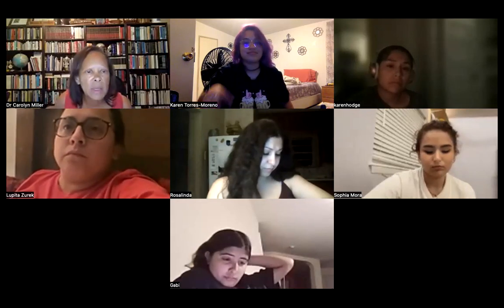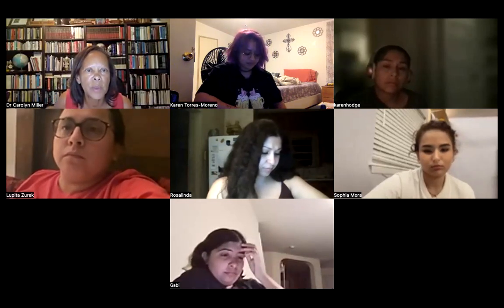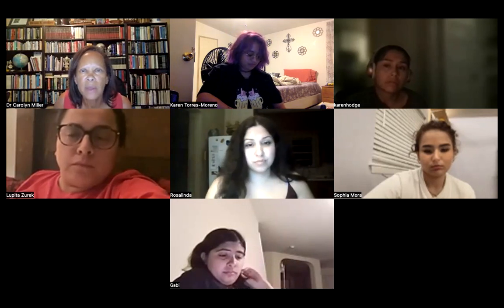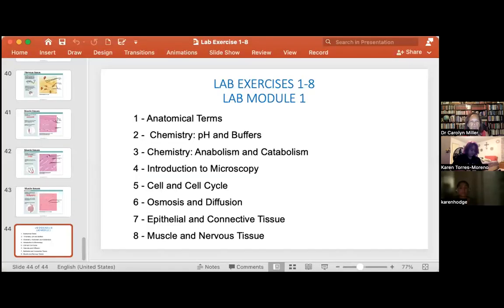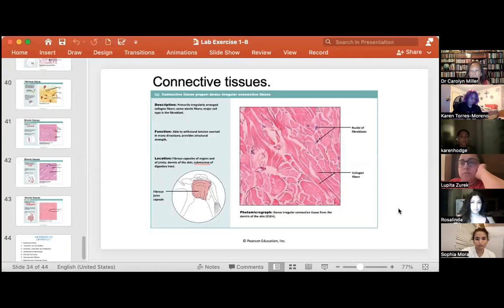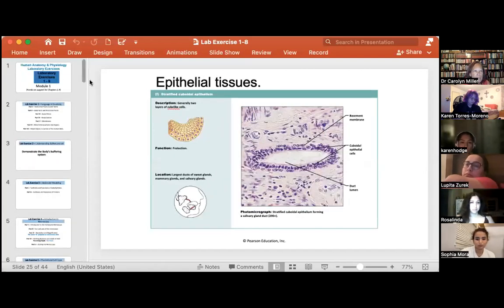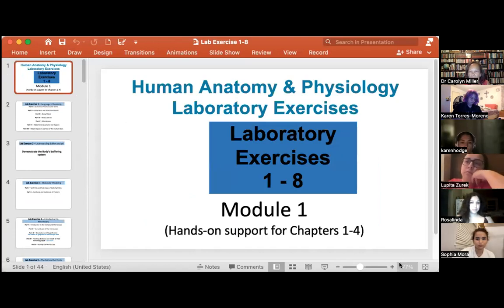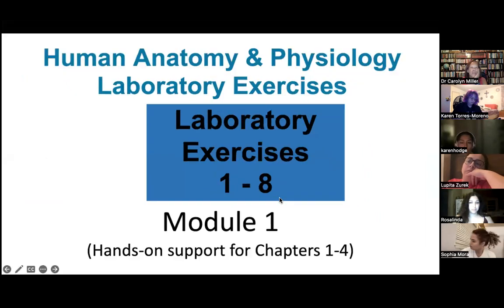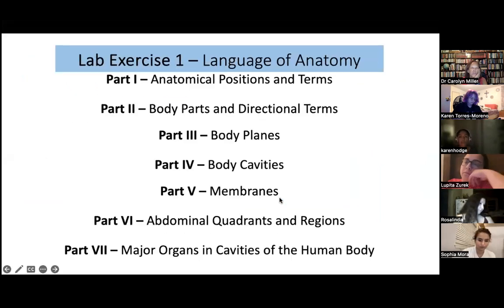So here are some of the photomicrographs. Remember we said we will have this is a culmination of all of the labs for module 1.